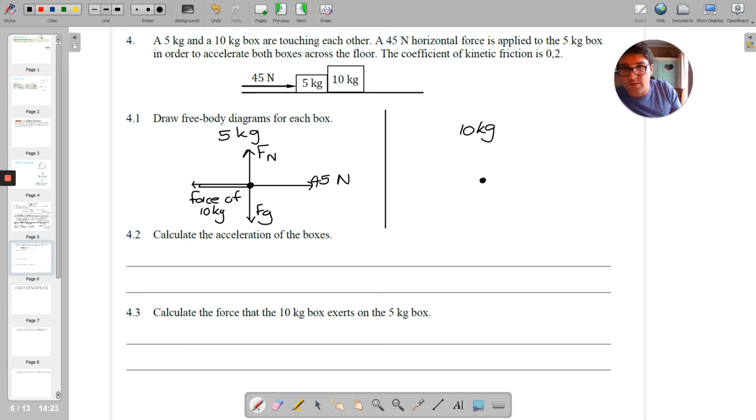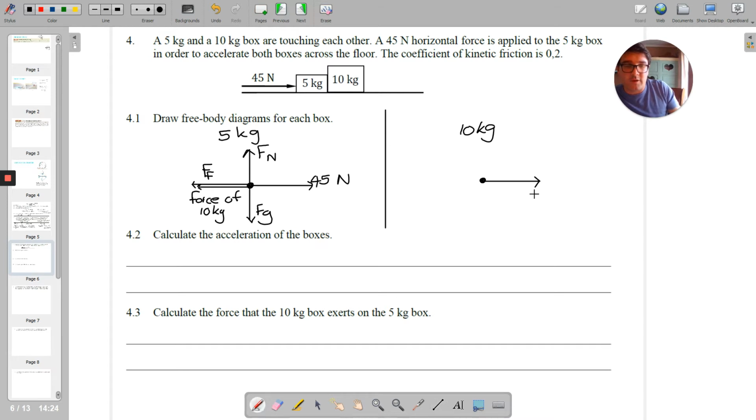Just want to represent both forces. So that's my frictional force that I've represented there as well. So this, I will just use the symbol FF. Okay, so the 10 kg will experience a force that is pushing it to the right, which will be the force of the 5 kg on it. Okay, so there's that arrow.